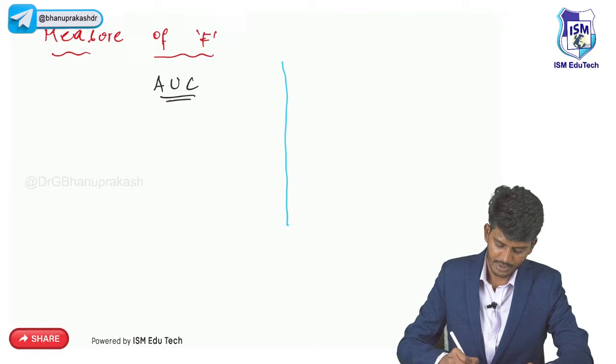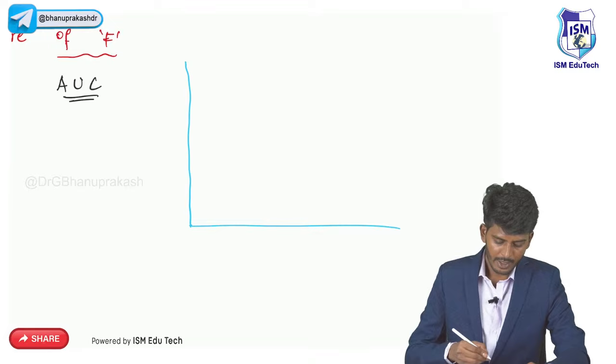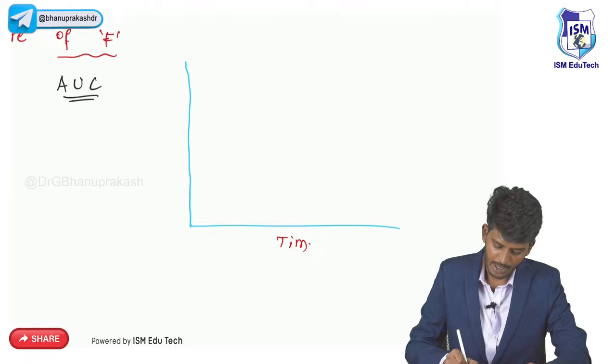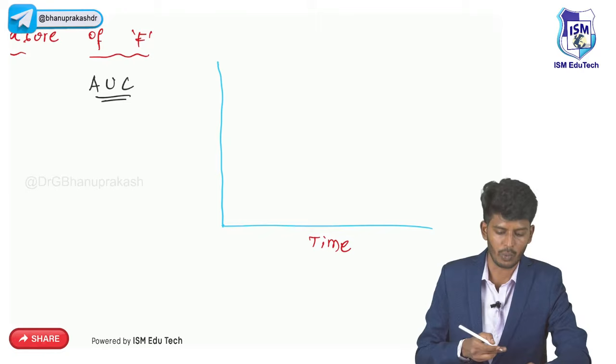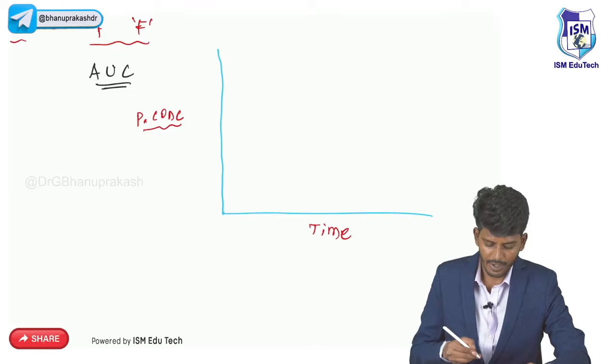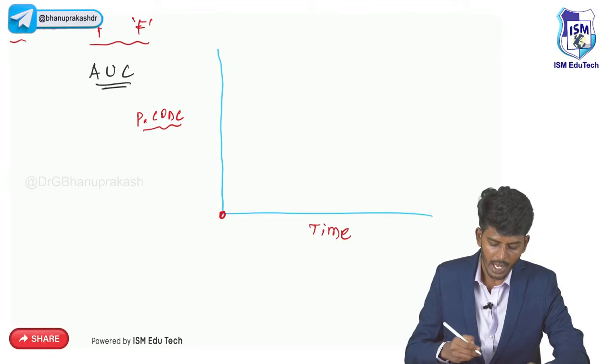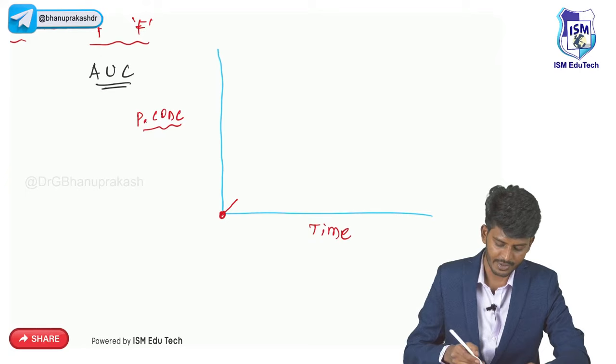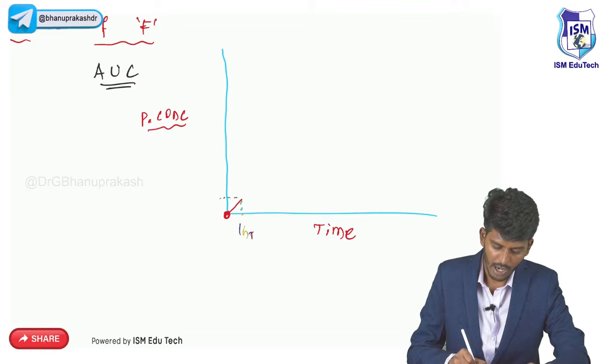Now, look here, guys. Here will be time, and here I'm going to write the plasma concentration. When you're looking at the time and the plasma concentration, for example, at 0 point of time, I gave a tablet. After 10 minutes, the drug is here. For example, at a given point of time, let's take 1 hour, after 1 hour the plasma concentration was this.